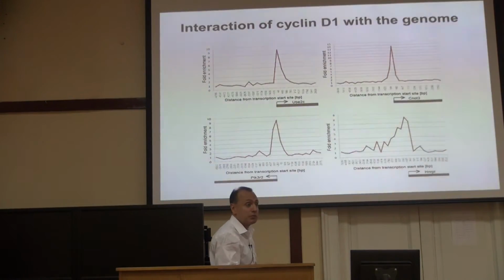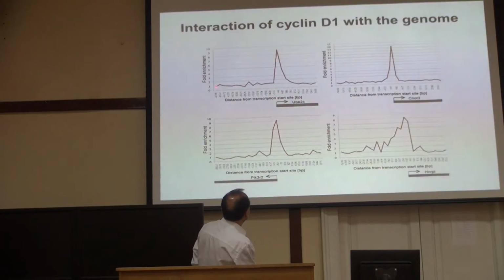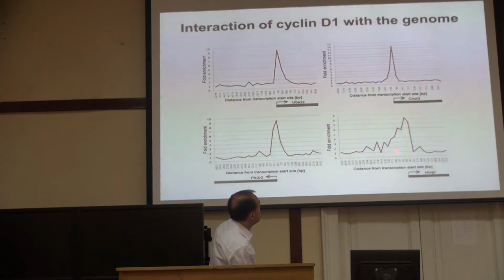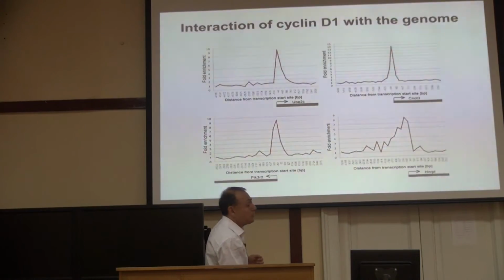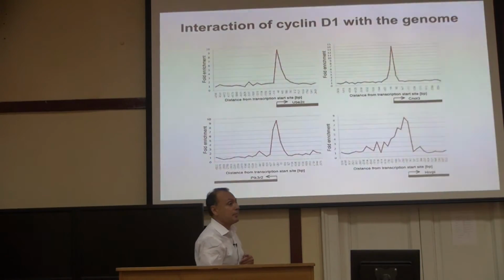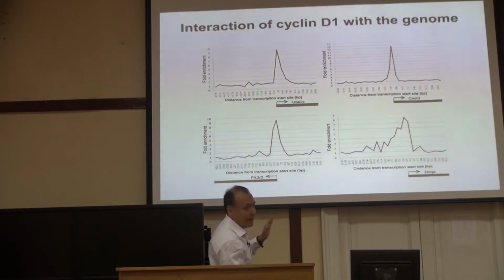With this procedure, you can see where the binding is, because this is the hybridization across the promoter. This is the transcription start site of the gene, and you can see here a very nice peak of cyclin D1 binding. This is another gene, and it's right on the transcription start site. This is the third gene, and this is the fourth gene. Those examples indicate that, at least in those four cases, the binding is very close to the transcription start site.